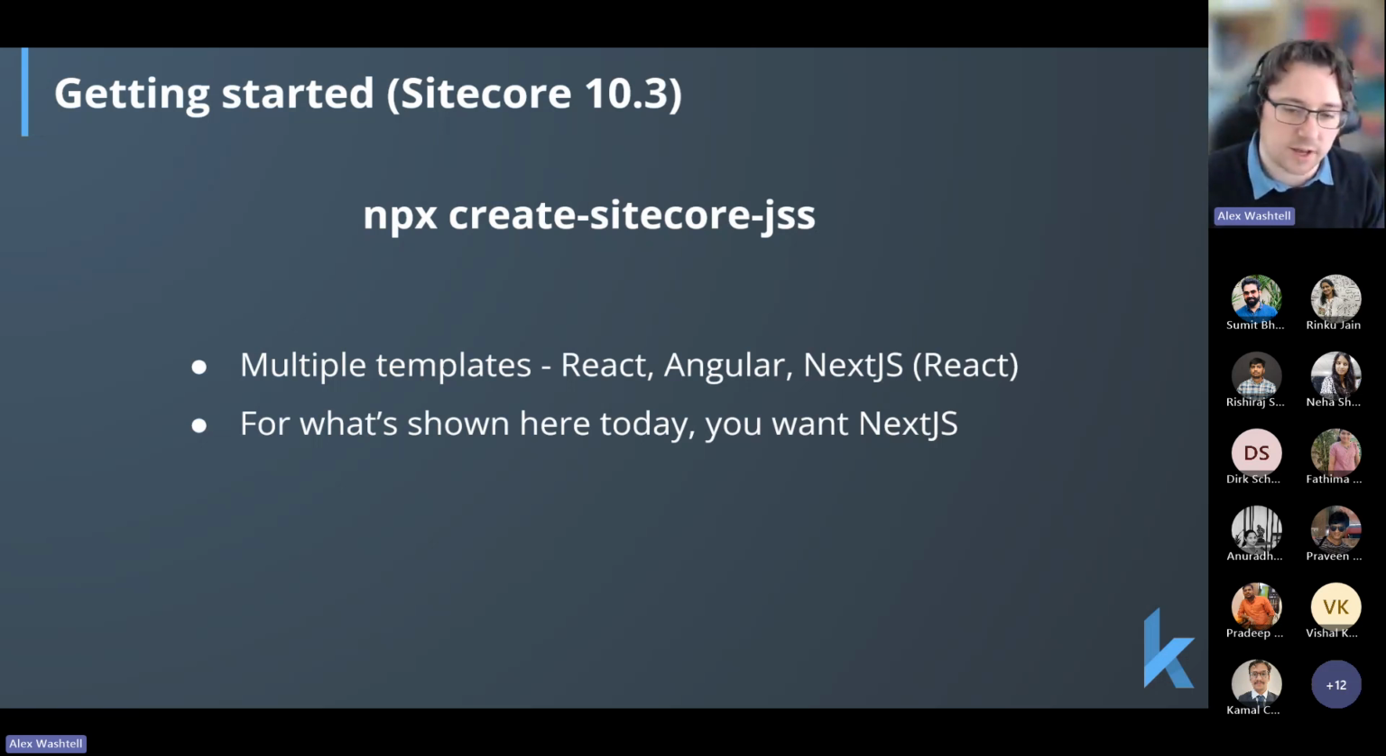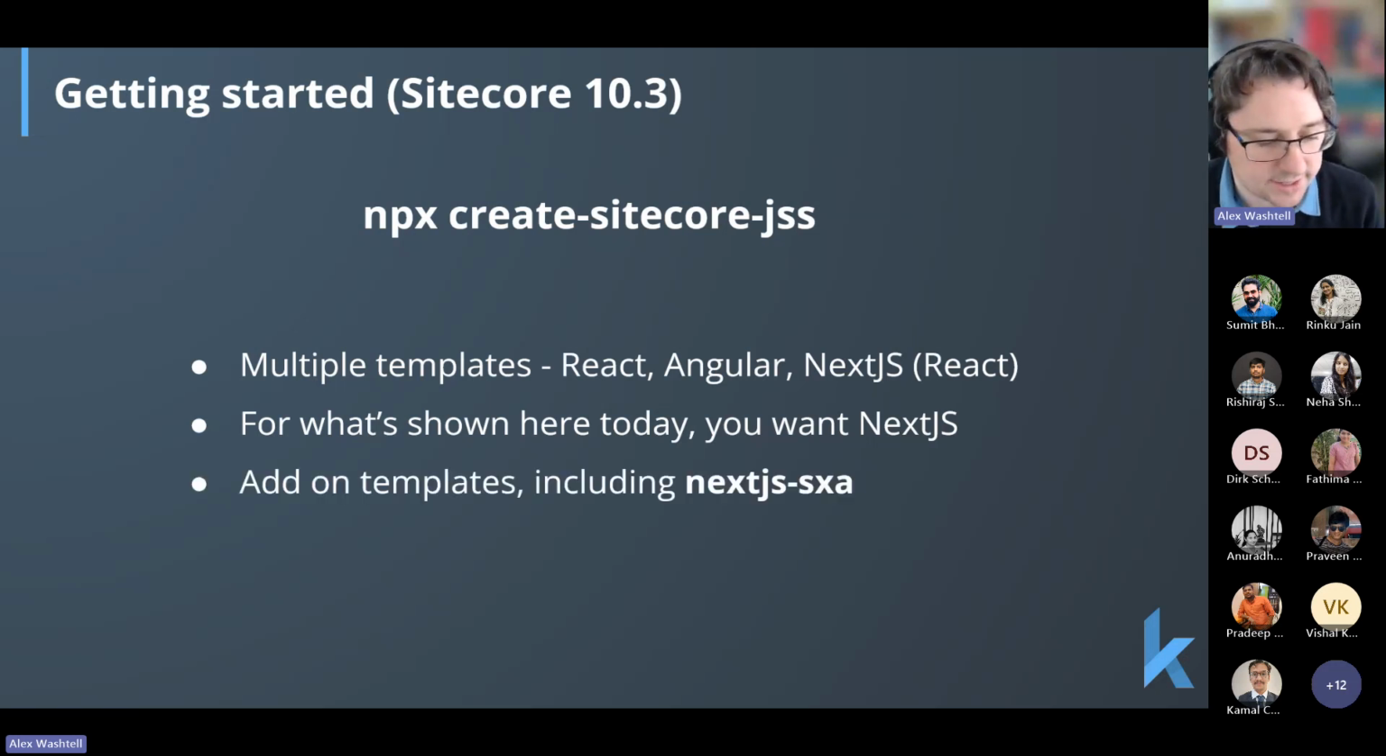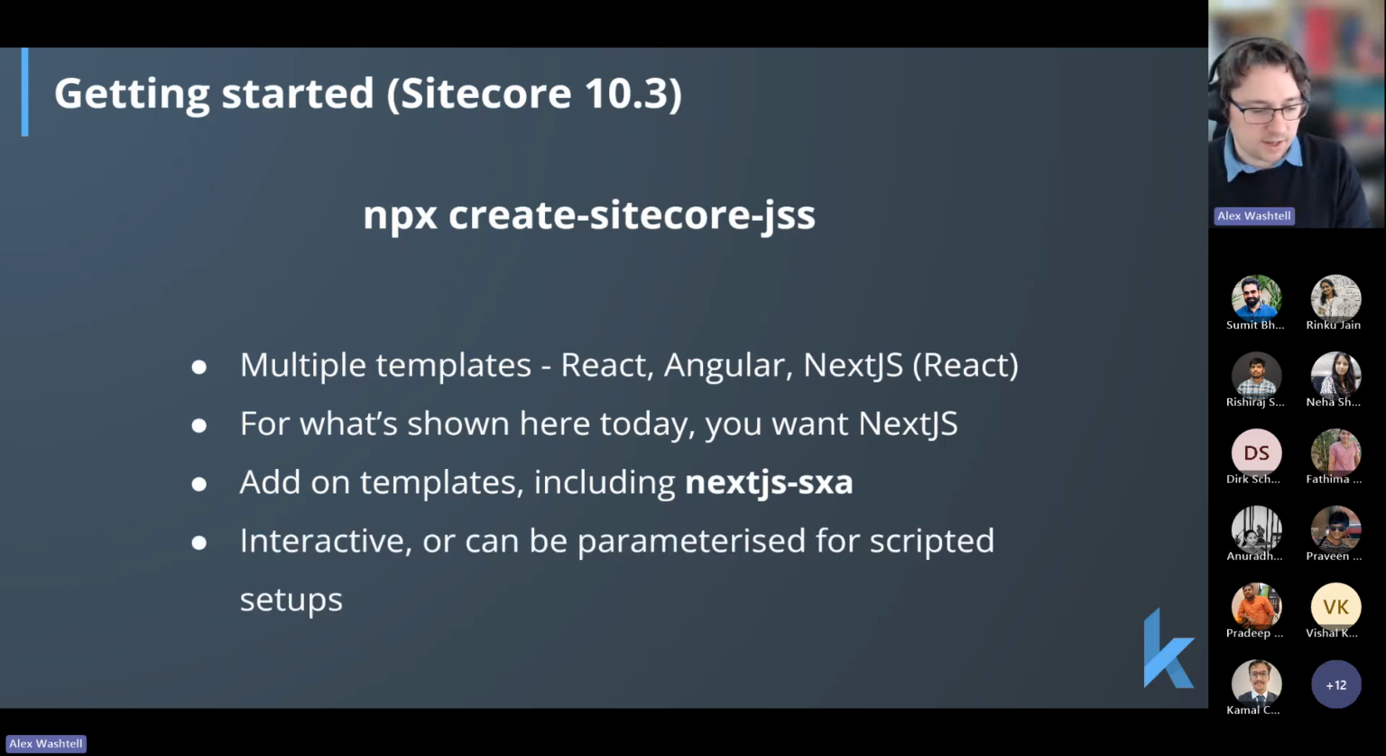If you choose the React one, you'll get a much simpler and different application that doesn't have all the things that I'm showing you here today. So specifically, you'd want to select the Next.js one. And then you're also prompted to see if you want to add on any templates. One of those is JS SXA, which is the one that you'd want to add on, because that's what adds in all these SXA components and additional middleware.